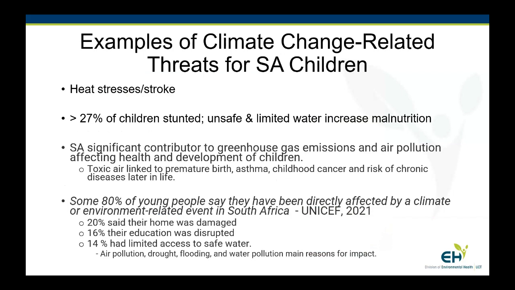I just wanted to give a few examples of climate-related threats for South African children, and this is by no means an exhaustive list. But I've touched on quite a lot, and I'll highlight again the increasing temperatures and the impact of heat, stress, and stroke. More than 20% of children are already stunted in South Africa, and access to unsafe and limited water, as well as poor soils, poor agricultural production, and poor quality food will increase malnutrition.